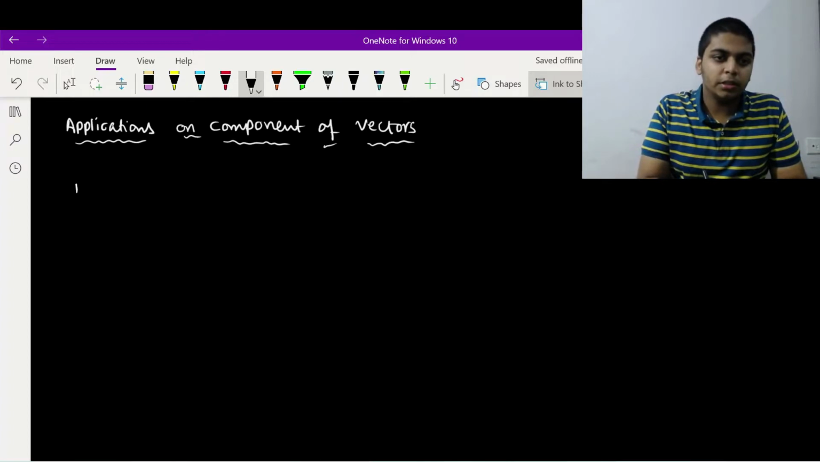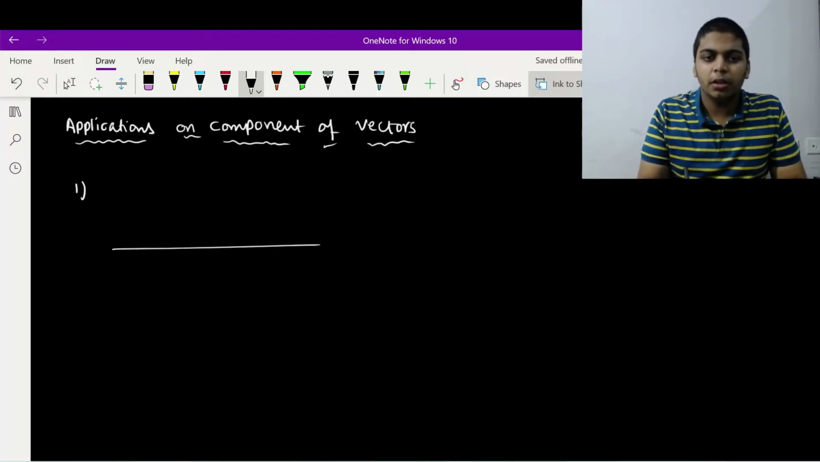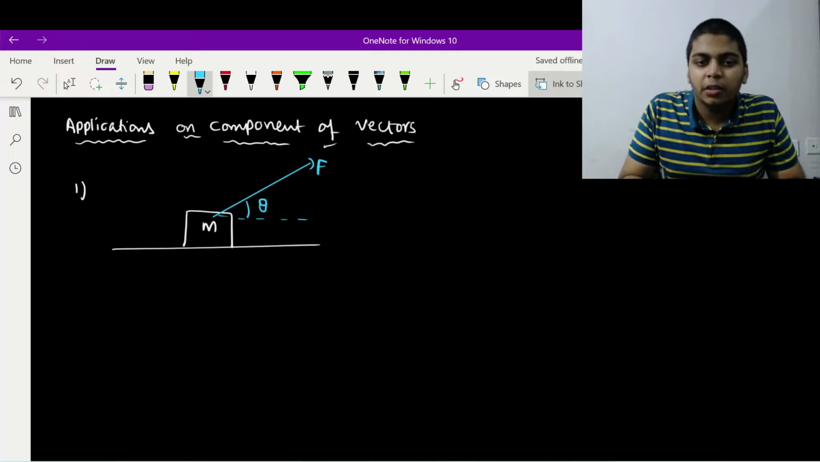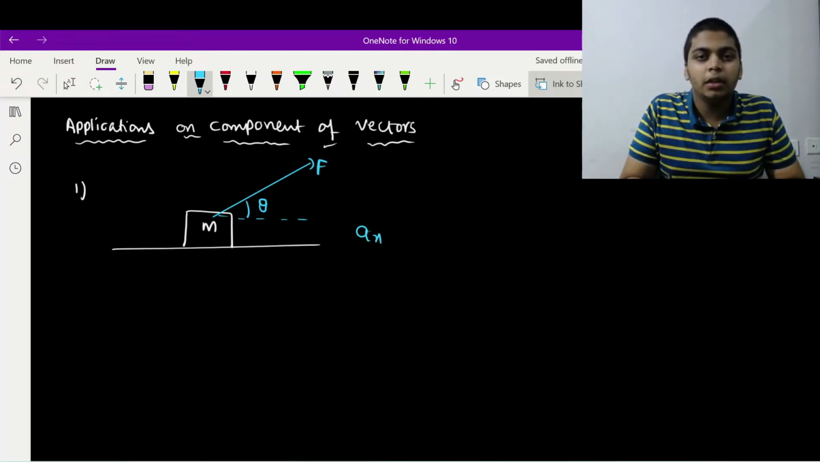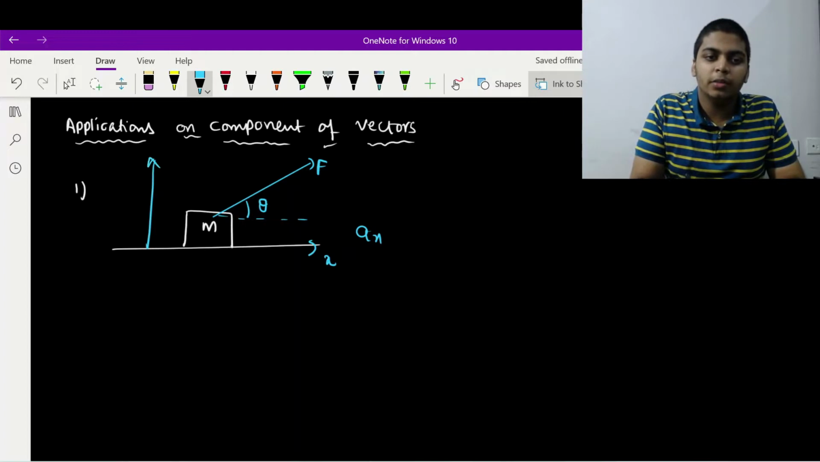So the first application that I want to come across is if you have a block of mass m on a smooth horizontal plane, and you have got some force F acting on it, and this force F is making some angle theta with your horizontal. Now if I'm asked to find the acceleration of the block along a smooth horizontal plane, that is along the x-axis. As you know, in a two-dimensional plane, this is nothing but your x-axis, and the direction which is above will be your y-axis, right?